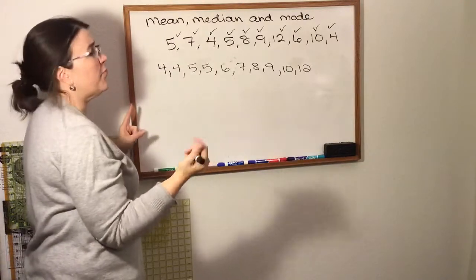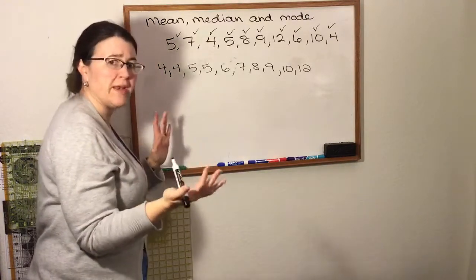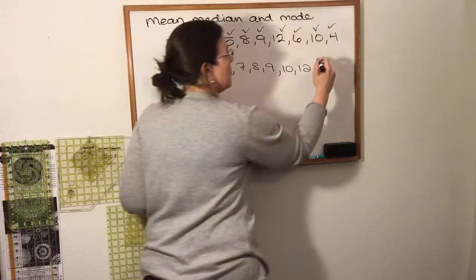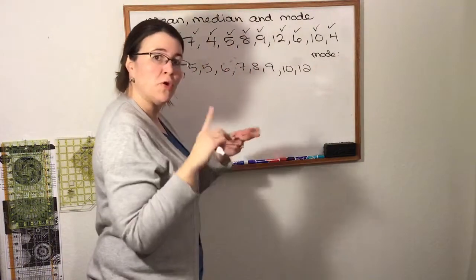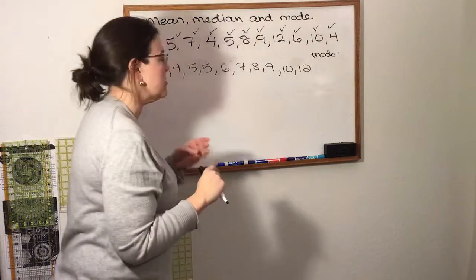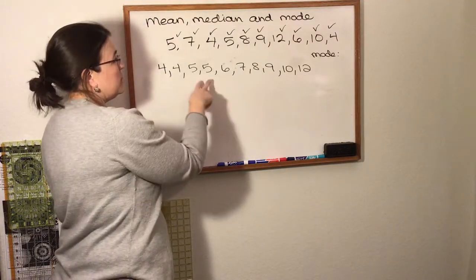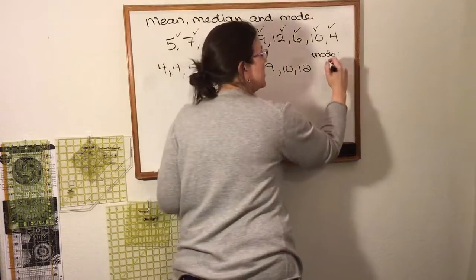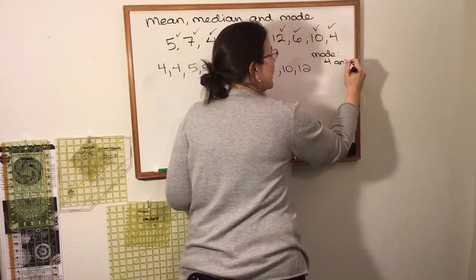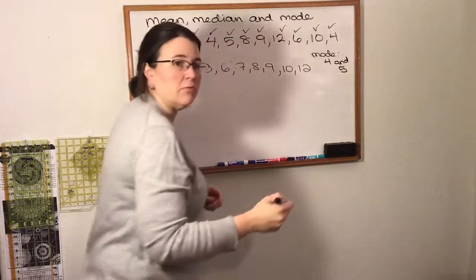You could do mode before putting them in order, but you can do mode right now also. Mode is the most. In mode, you could have no mode, one mode, or multiple modes. So in this case, I have 2 4s and 2 5s. Those are the numbers that appear the most. So this actually has 2 modes. This has a mode of 4, and then it also has 5 as a mode.